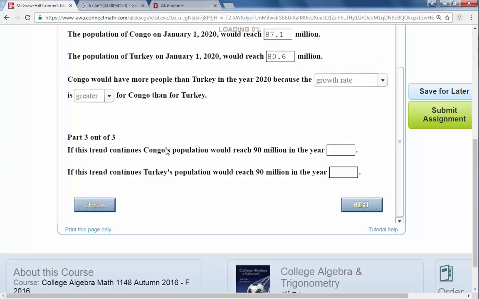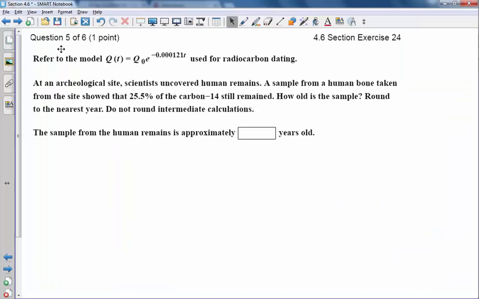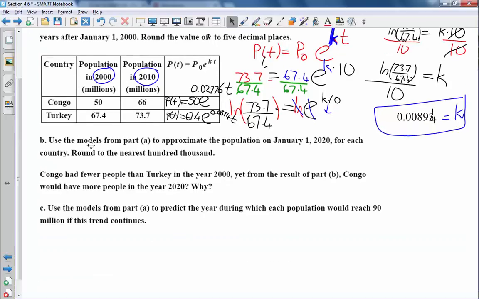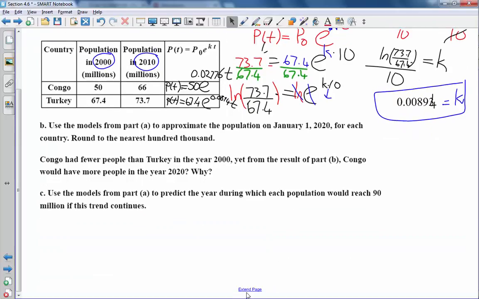If this trend continues, Congo's population will reach 90 million in what year? What year are you going to hit 90 million, guys, in Congo? It's 87 million already in 2020. So do you expect it to be too far from 2020? By 23, maybe 24? We don't know, we need to find it. So that's our part C. What year is it going to be?